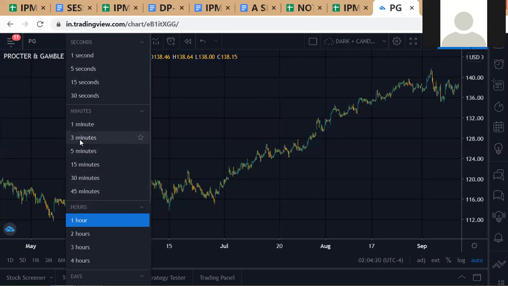As I reduce the value of the time period, that is, I'm going from 45 minutes to 3 minutes, the time period is actually reducing, but the granularity is increasing. This is becoming more granular. Granularity comes from the word grain, so this is becoming very highly granular. The period is reducing, but the granularity is increasing.